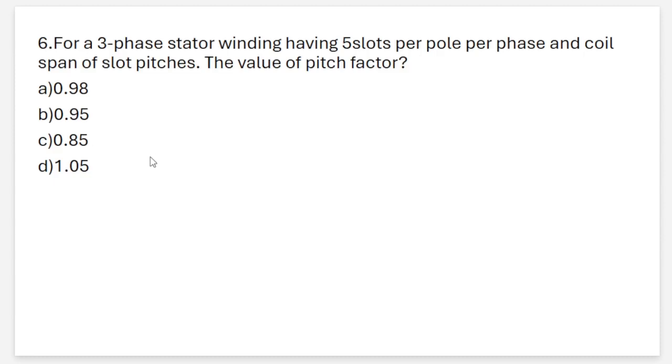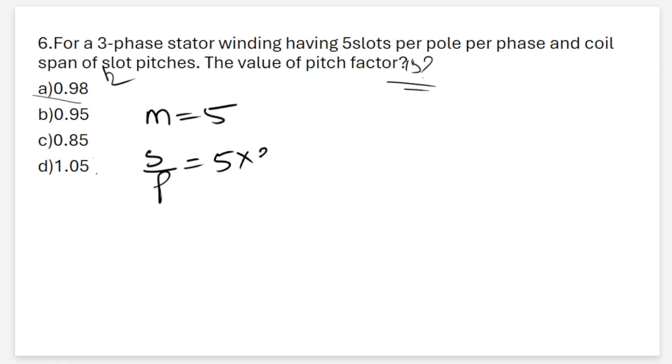Next question. For a 3-phase stator winding having 5 slots per pole per phase and a coil span of 12 slot pitches, the value of the pitch factor is: option A 0.98, option B 0.951, option C 0.851, option D 1.05. Okay, the solution is here. Slots per pole per phase m is equal to 5. From this we can find slots per pole by multiplying m with 3. We get 15 slots per pole, which is equal to the pole pitch.